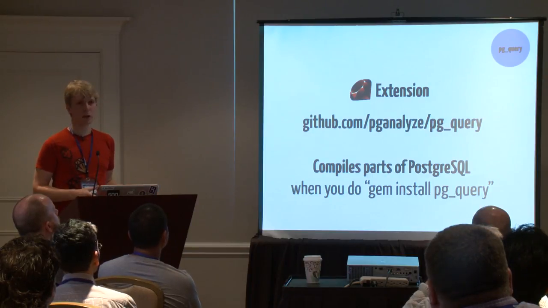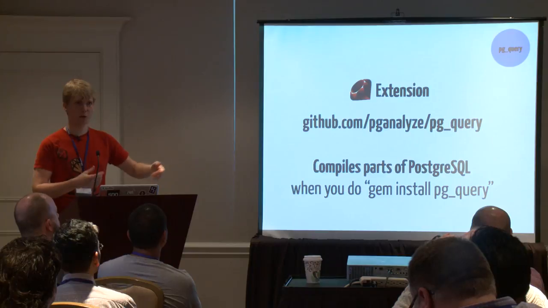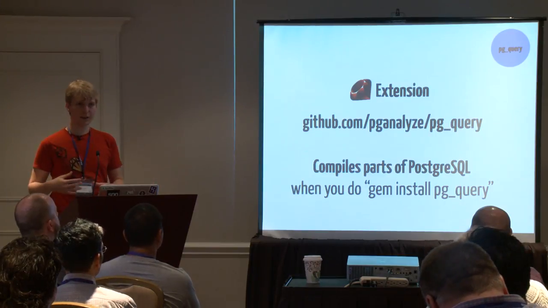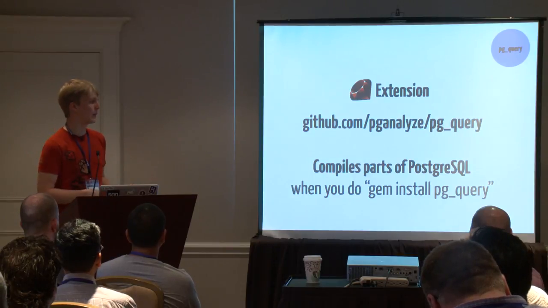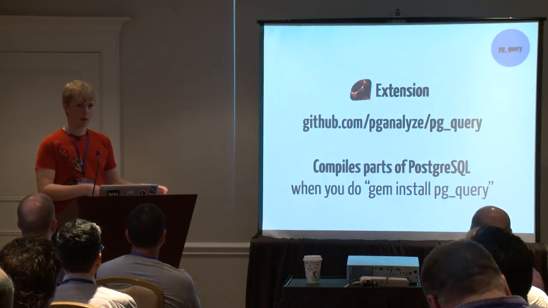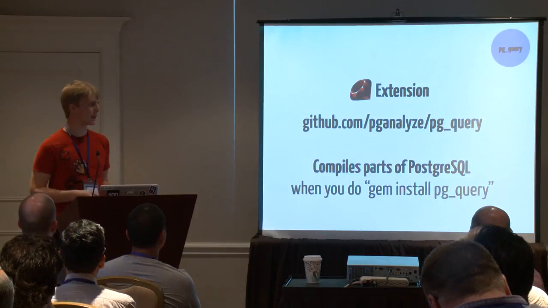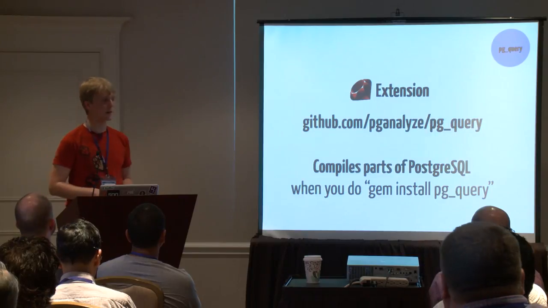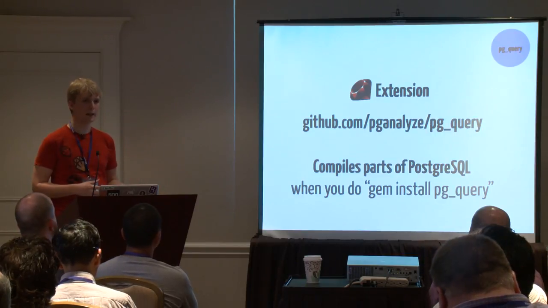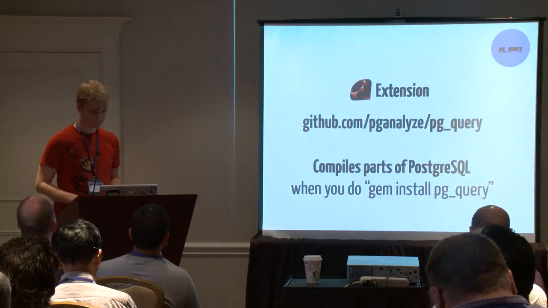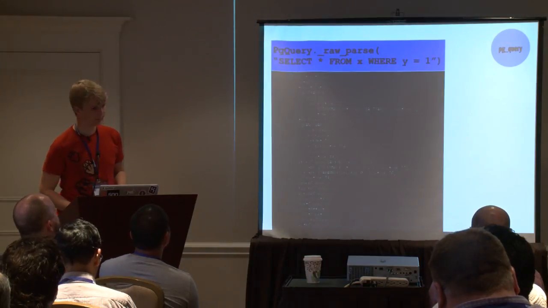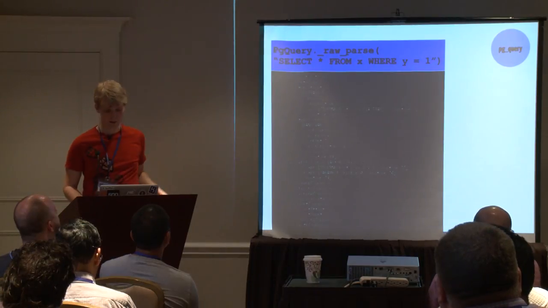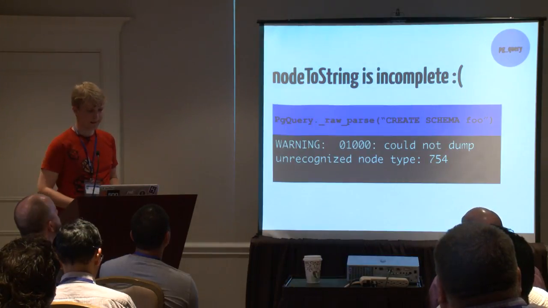If you want to use this, take a look. If you know Ruby, it's gem install pgquery, and then you can parse queries. The way it works internally is it compiles parts of Postgres. So it doesn't duplicate the parser. It uses the existing code, which means it might be a bit slow, but it's always up to date, right? Anything that's in Postgres can be parsed. Again, you can't see this, but you just call raw parse on pgquery and this works.